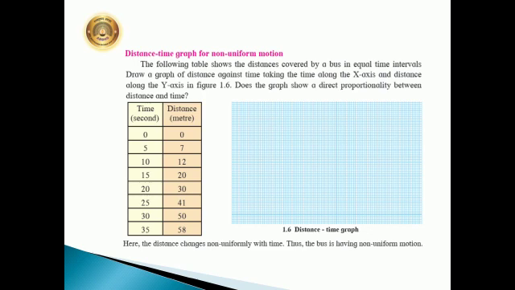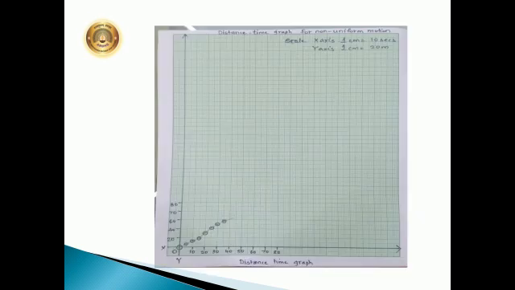So here the line is not going to be straight. See this graph where we have plotted the graph for non-uniform motion. Can you see the small curves there? Because the distance is not uniform.